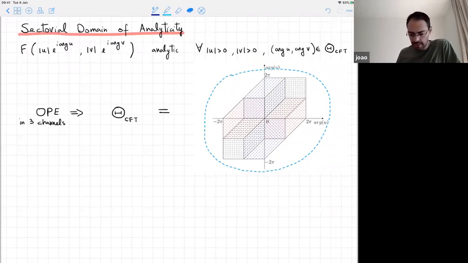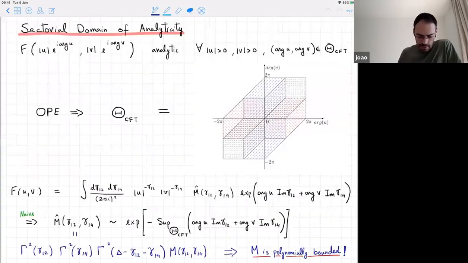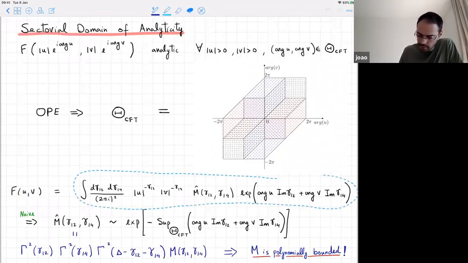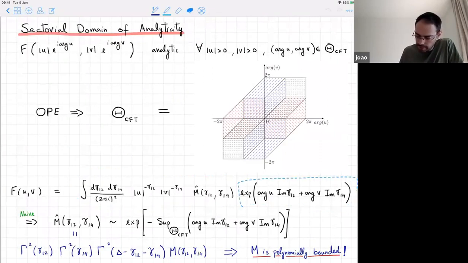So now you might ask, well, let's try to understand this from the Mellin representation perspective. Okay, so what does this mean in Mellin representation? Well, in Mellin representation, you have F given as an integral. And now if you put phases on U and V, you get this exponential factor, which actually grows exponentially because you're integrating along the imaginary axis in gamma 1,2 and gamma 1,4. So these imaginary parts are going to infinity. So if arg-U and arg-V are not 0, you get an exponentially growing factor.